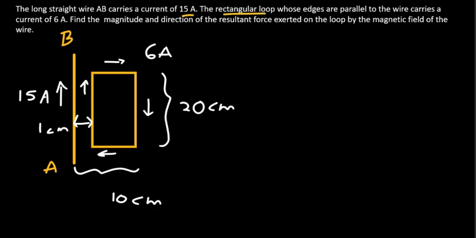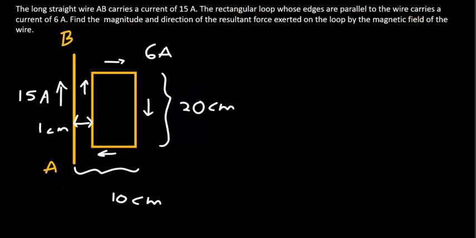The rectangular loop, that is this one here, whose edges are parallel to the wire, carries a current of 6 ampere. Find the magnitude and direction of the resultant force exerted on this loop by the magnetic field of that wire.